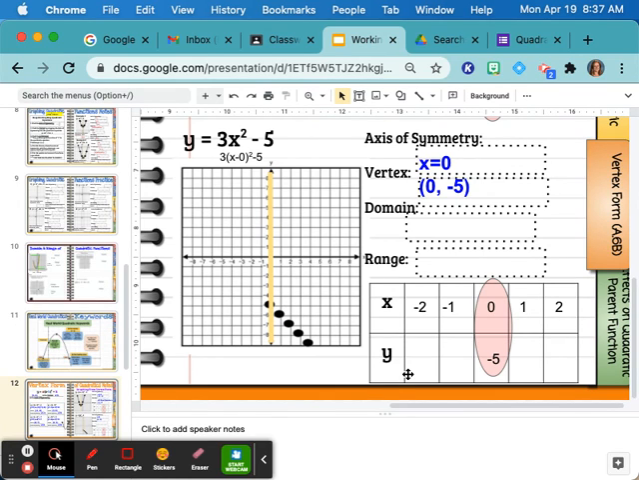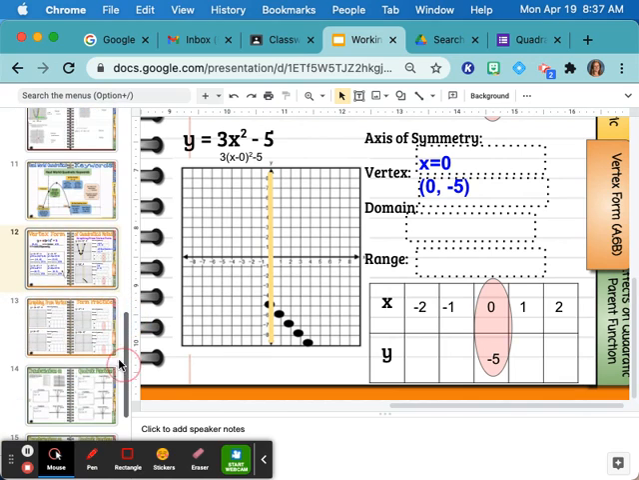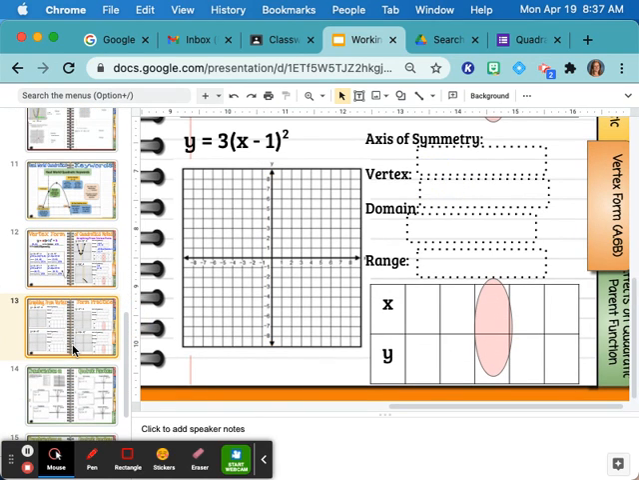All right, make sure you have this completed as well as slide 13.